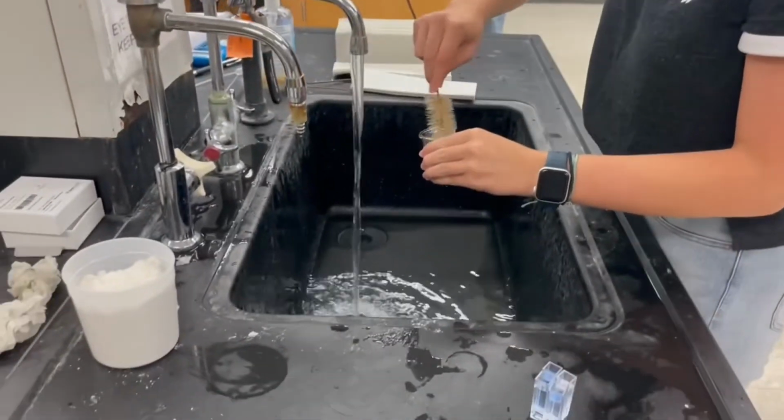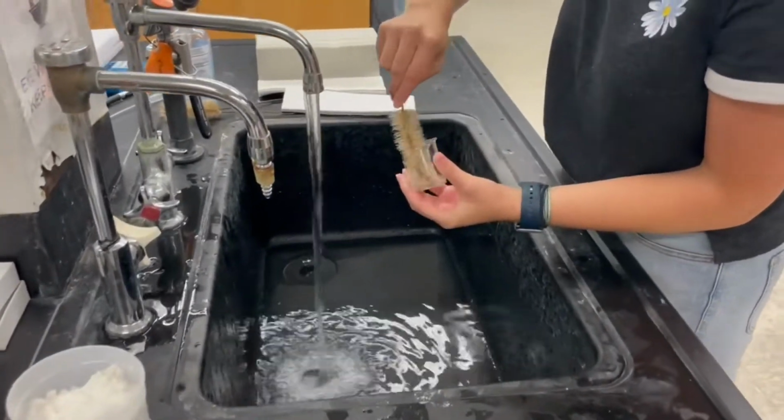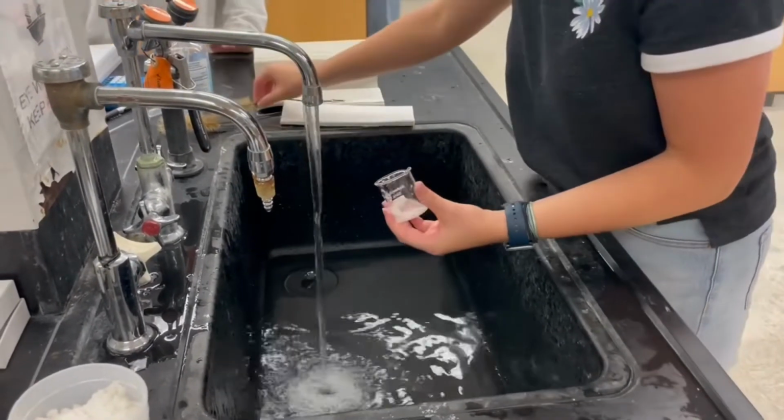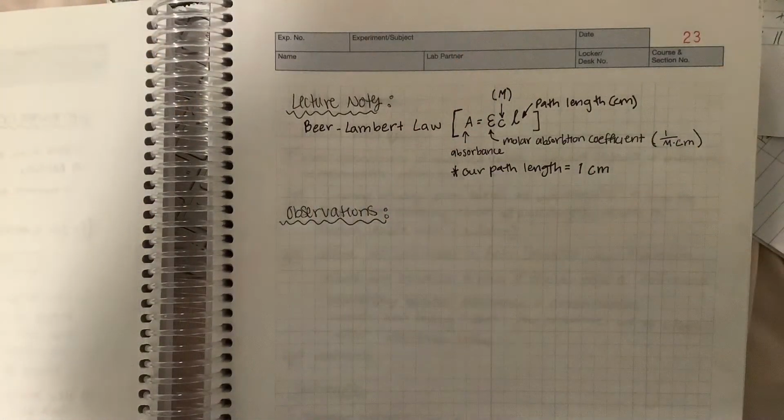The molar absorption coefficient can be found by calculating the slope of an absorbance versus concentration graph. C, which stands for concentration, can be found by measuring the molarity of the solution. The path length is determined by the distance that the light travels.